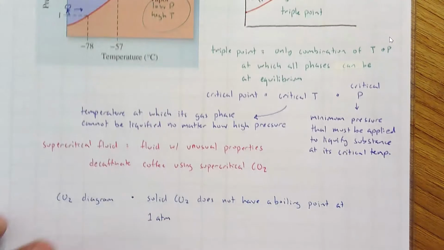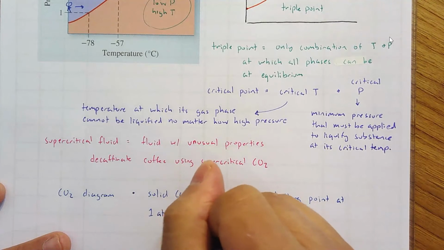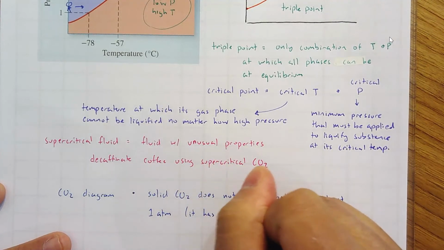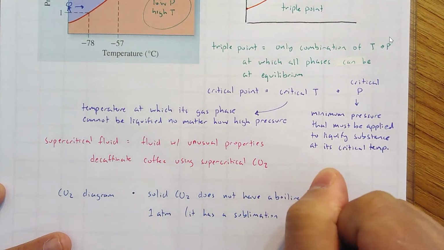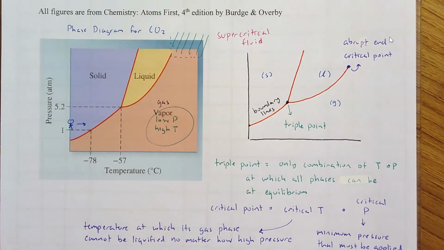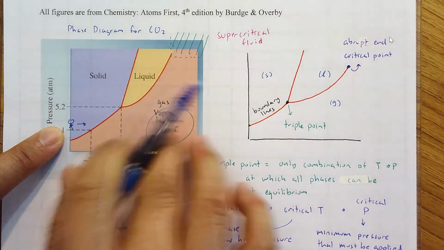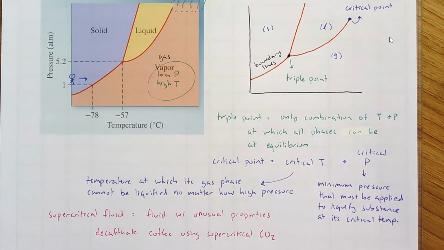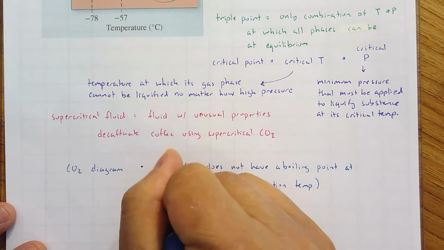Okay. Solid CO2 does not have a boiling point at 1 atmosphere. It actually has a sublimation point, or let's say sublimation temperature, and that is -78. Solid CO2 does exist at room temperature. That's why we have dry ice, and it will sublime if left out outside of the insulating container.